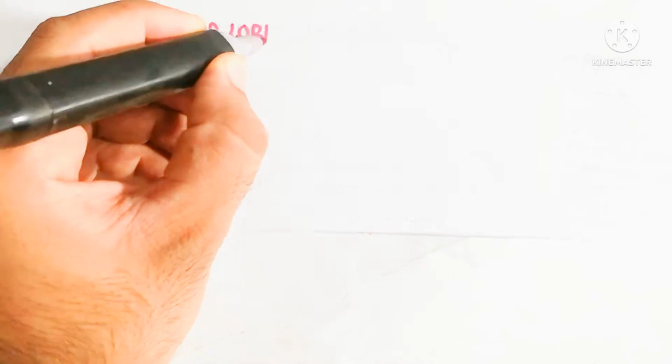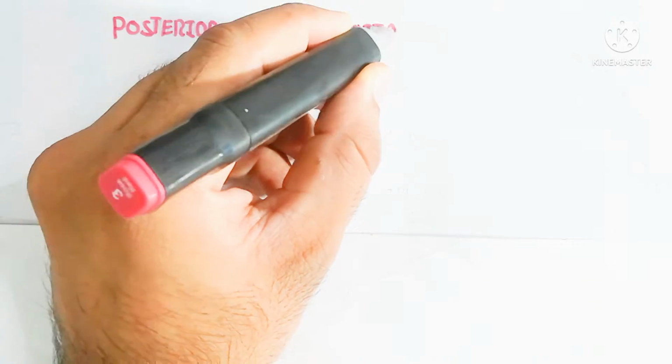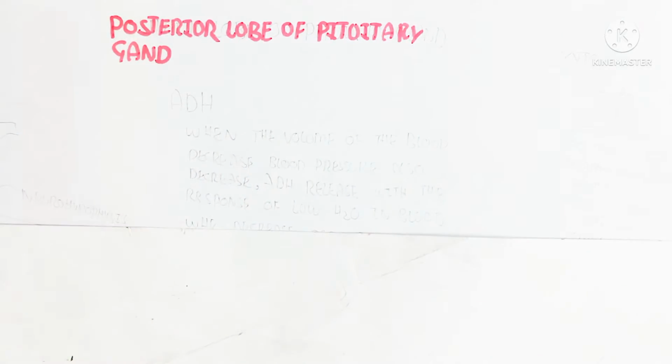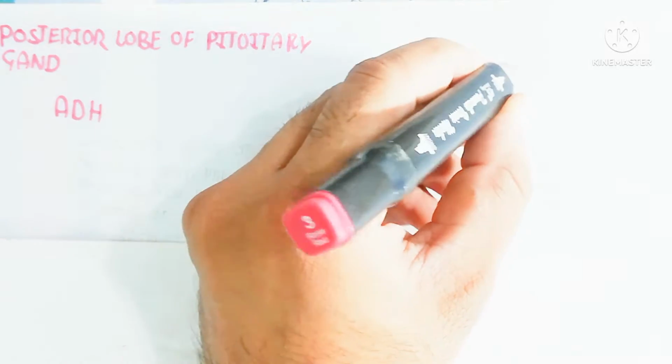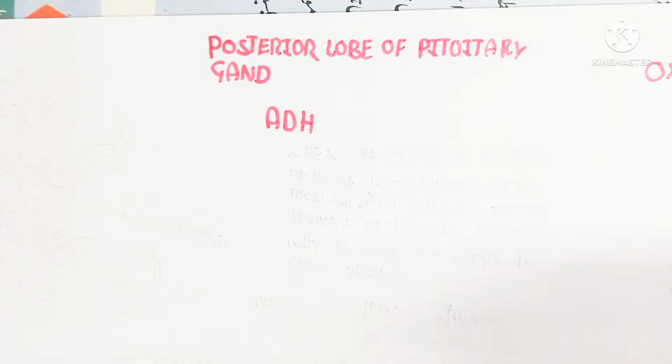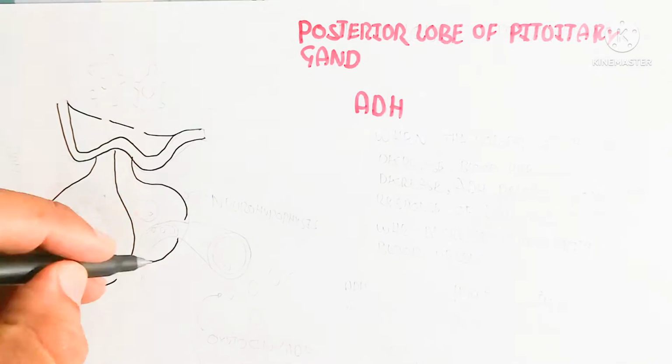Hello, in this video we will discuss the posterior lobe of the pituitary gland, which is involved in the secretion of two hormones, antidiuretic hormone and oxytocin. So let's begin by understanding the antidiuretic hormone first.